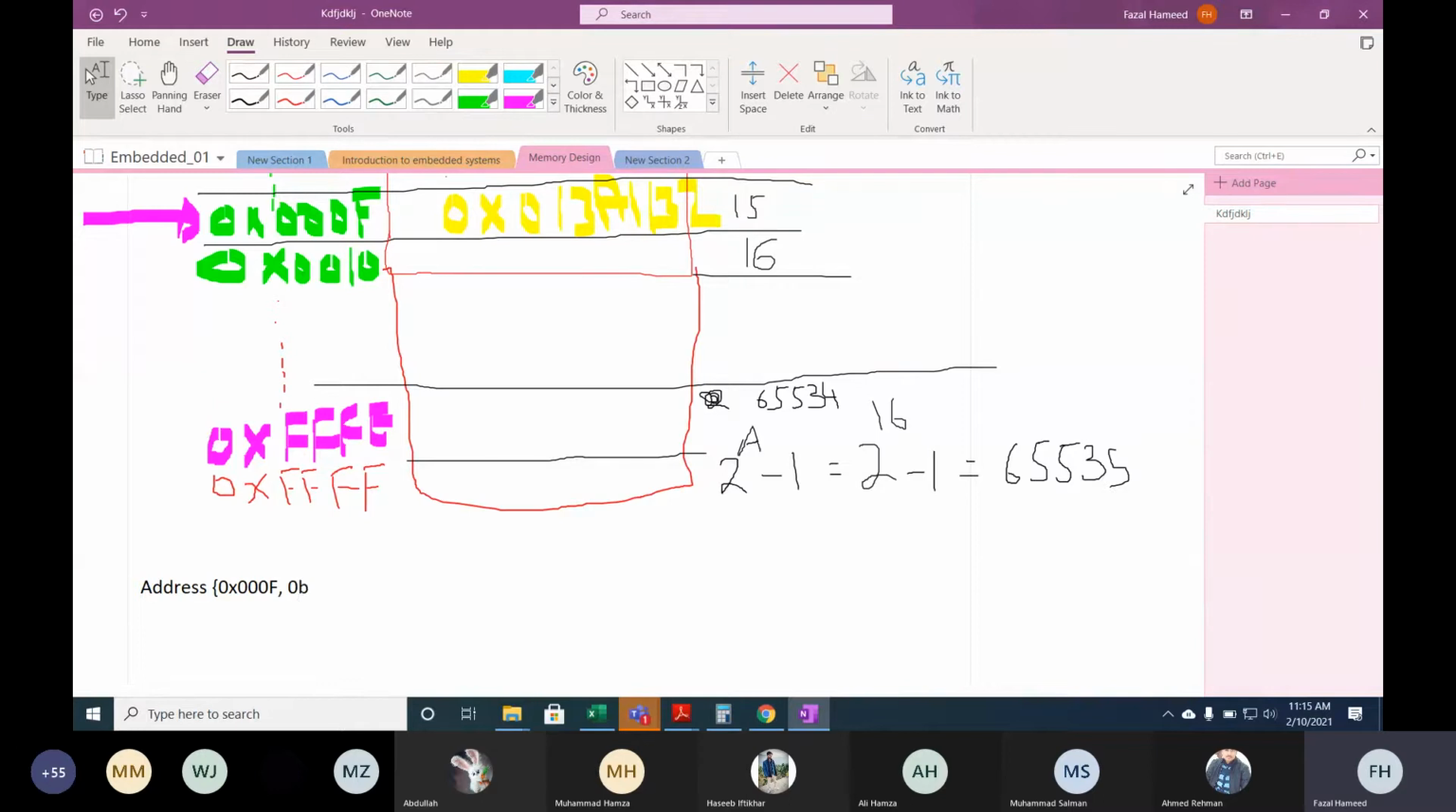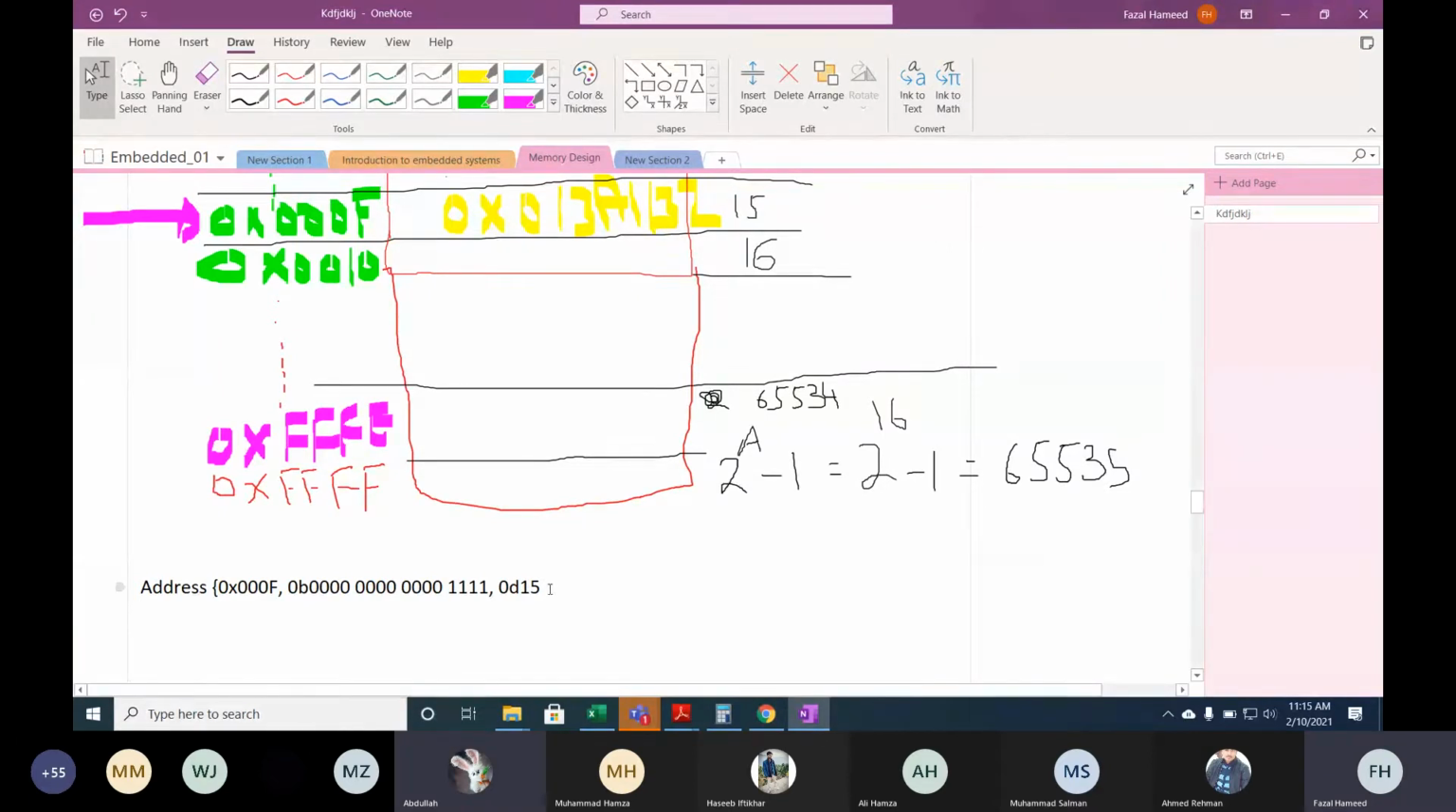0b, where b stands for binary. For each 0 there will be 4 digits: 0000 0000 0000, and F will be 1111. This is the binary representation. If we represent this in decimal, how will it look? 15. 0d, where d stands for decimal. Did you understand?